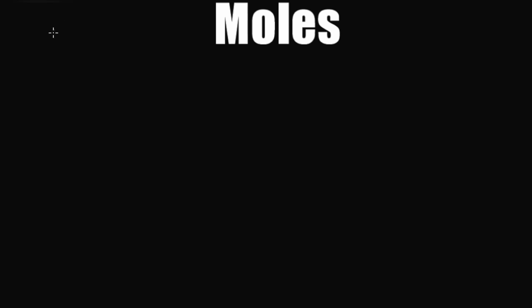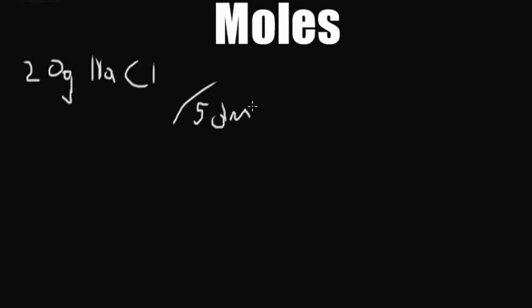What if we were to have a given mass? Let's say that we had 20 grams of sodium chloride dissolved in 5 decimeter cube of water. Then how we would find the molar concentration is that we'd first take this mass of sodium chloride and find the number of moles present in it.